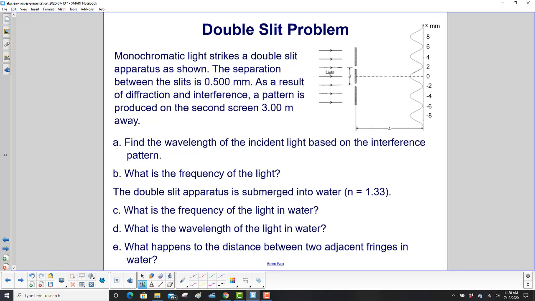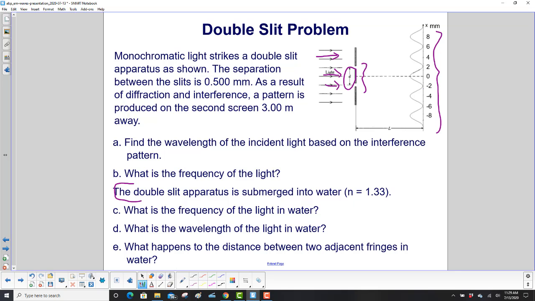Monochromatic light strikes a double slit apparatus as shown. Here's your light. Here's the apparatus. The separation between the slits is D. As a result of diffraction and interference, a pattern is produced on the second screen, and you can see the sine waves there, 3 meters away. Find the wavelength of the incident light based on the interference pattern, and what is the frequency of the light.